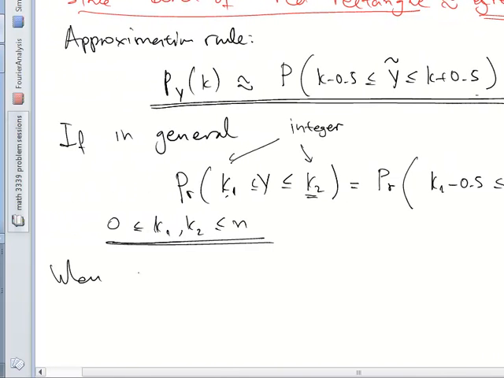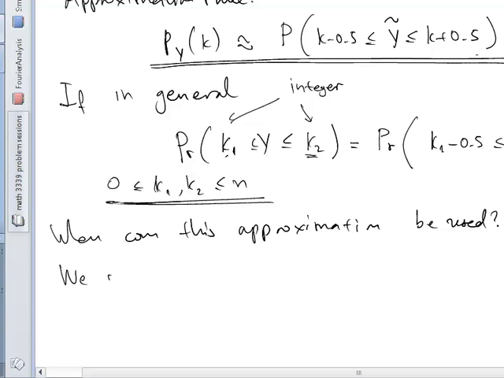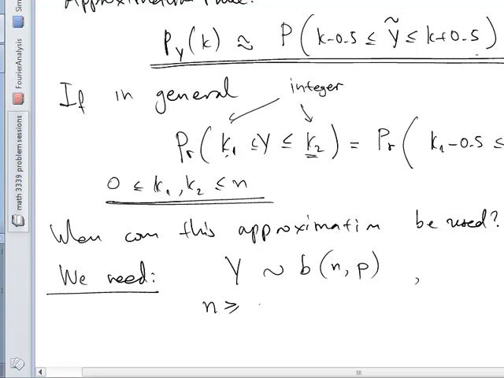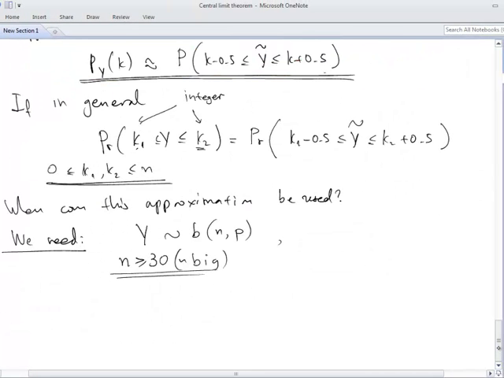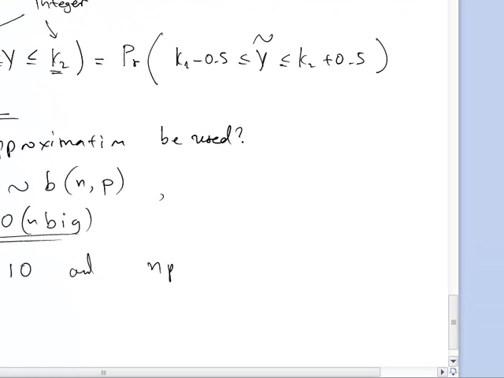When can we do this? When can this approximation be used? We need y to have binomial distribution, and n to be relatively big. That's the rule for n big: n greater than 30, n times p and n times 1 minus p both greater than or equal to 10, and n times p and n times 1 minus p to be of the same order.